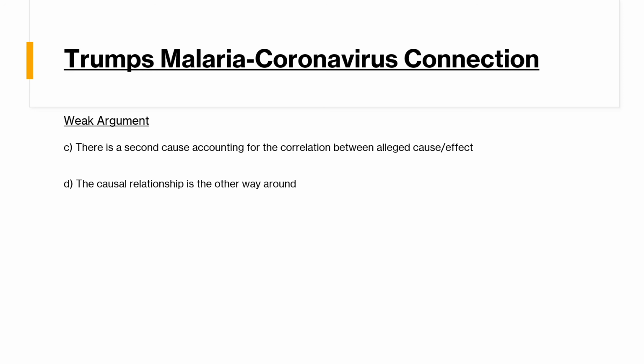Lastly, D, the causal relationship is the other way around, seems unlikely since hydroxychloroquine is proven to be an efficient anti-malarial drug. Because of this overwhelming evidence towards Trump's causal argument being weak, we can confidently say that he has committed the fallacy of questionable cause.